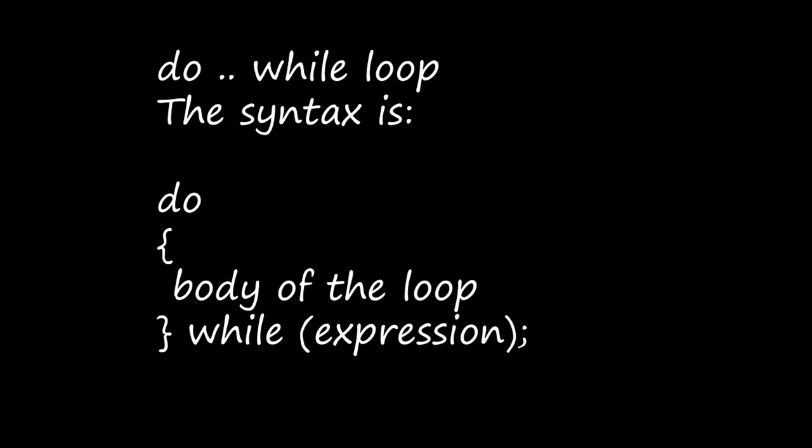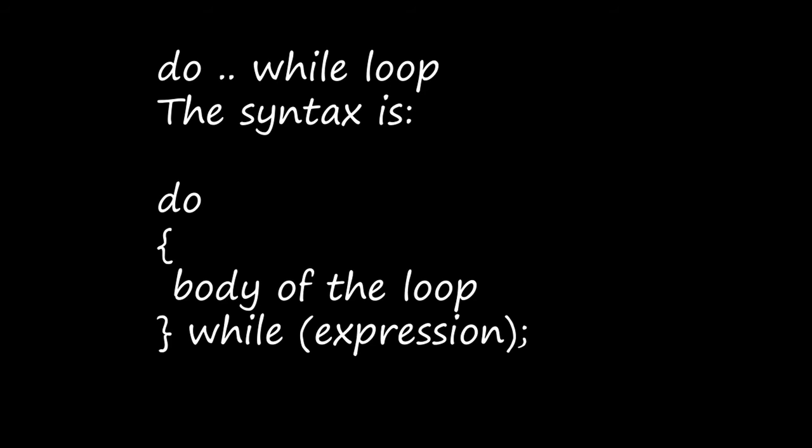In a while loop, first the condition is checked, and only if the condition is true the code is executed. In this do while loop, the code is executed at least once. In a while loop the condition is evaluated first, and based on the result the loop body is executed or not. In a do while loop, first the code is executed and only then the condition is checked.